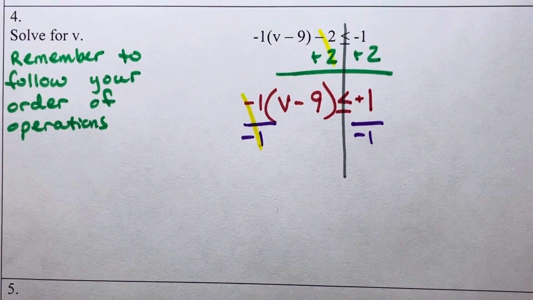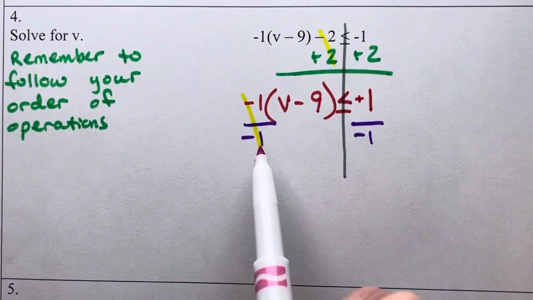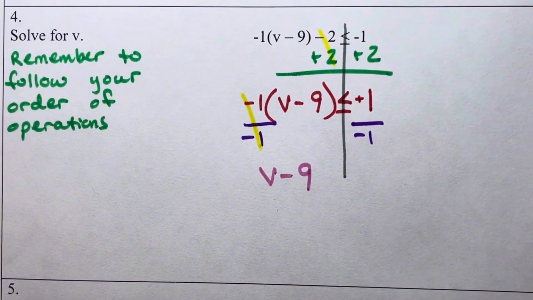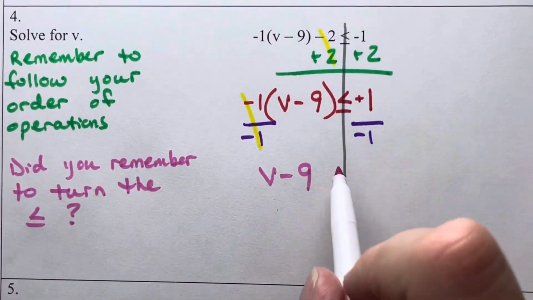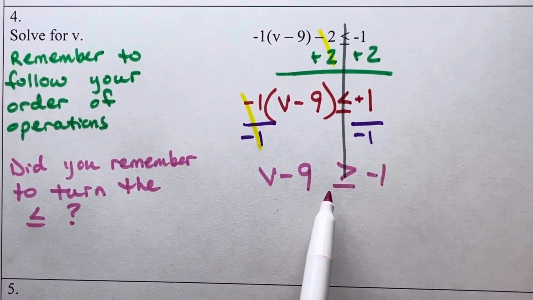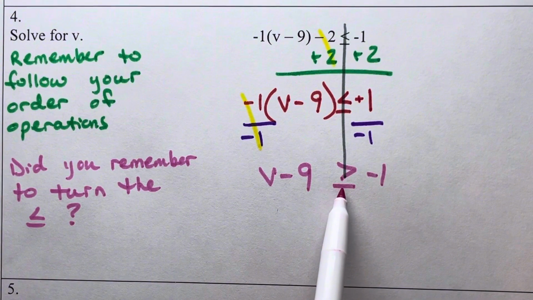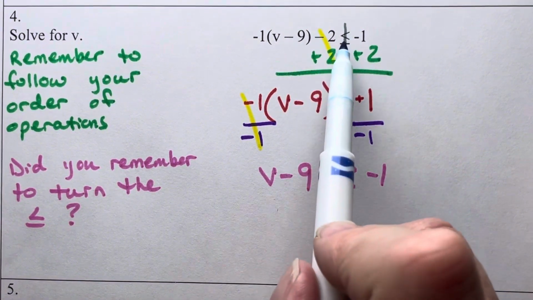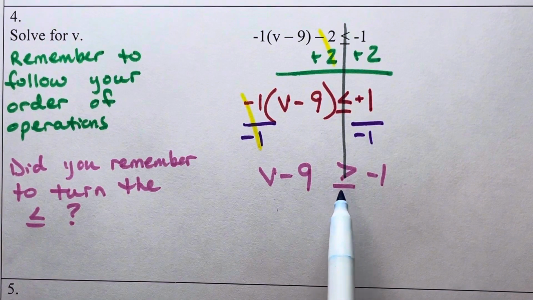So now that my negative 1's have been canceled out, we have v minus 9 having to be greater than or equal to a negative 1. Did you catch that? Did you remember to turn your inequality symbol? We divided by a negative 1, so we have to turn that symbol to face the other direction. It was a less than or equal. Now it is a greater than or equal.